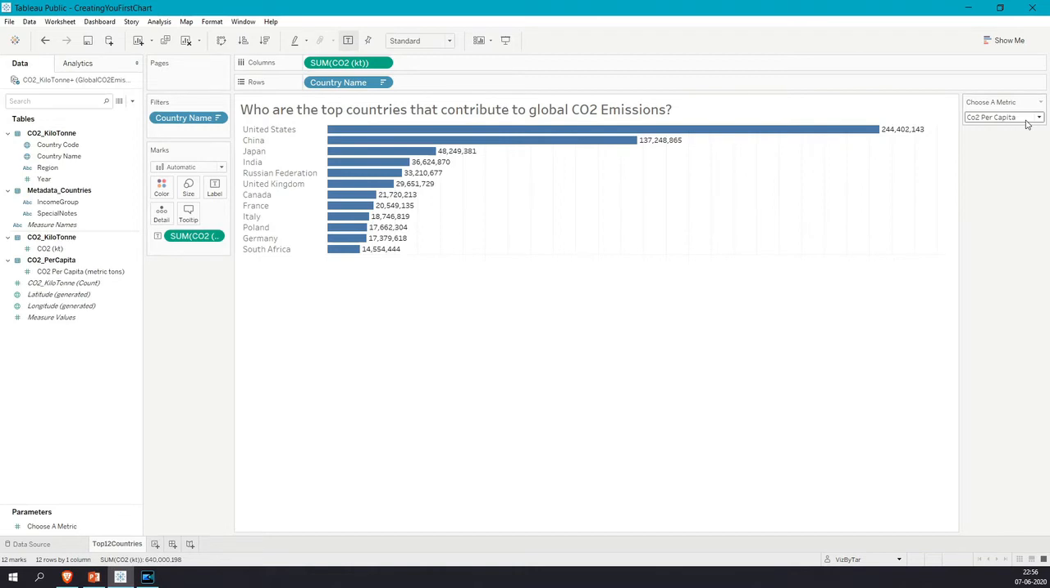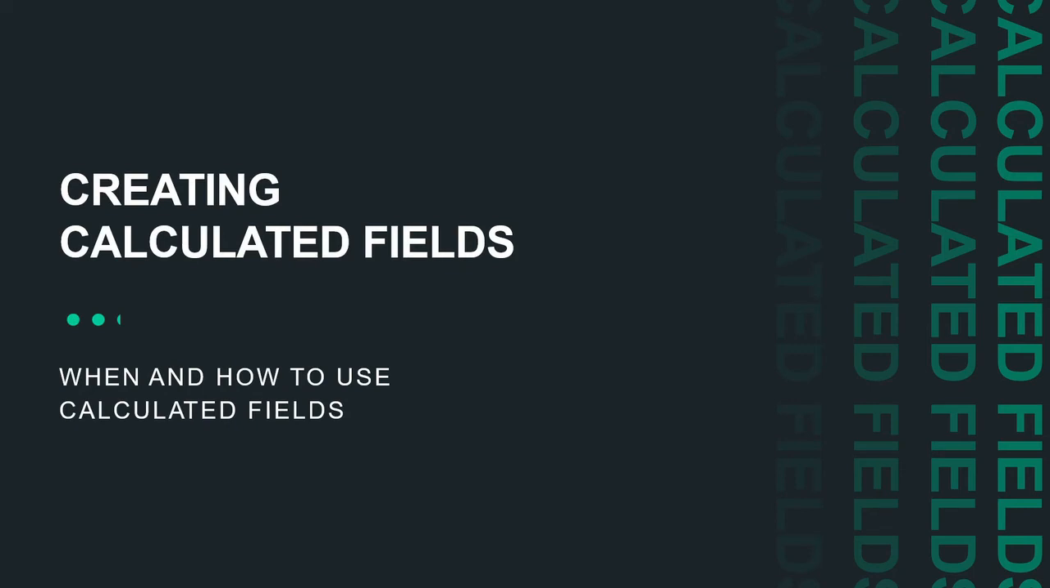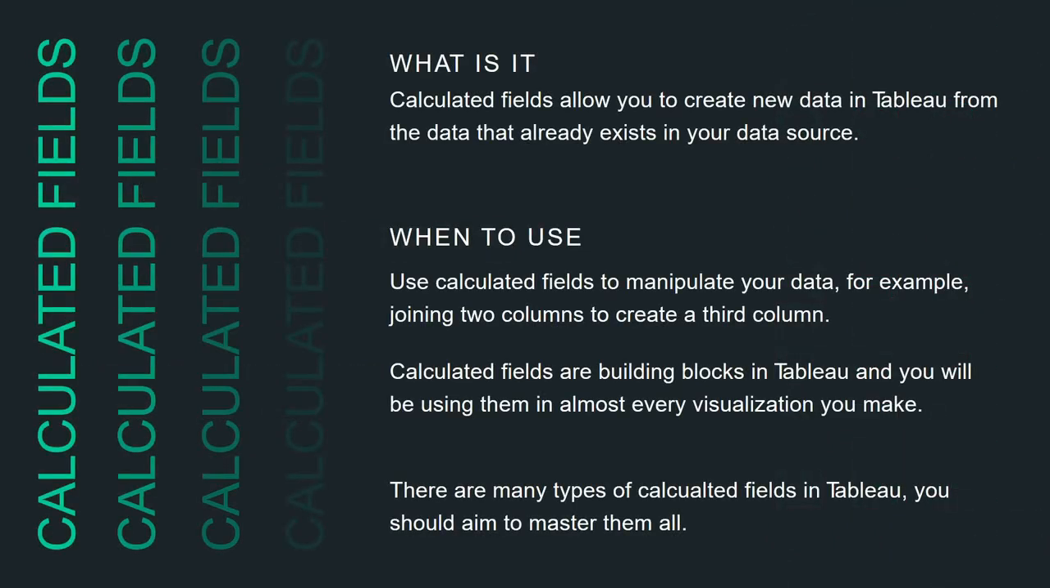Let me first explain to you what calculated fields are in Tableau and how they are used. We will now learn about calculated fields. Calculated fields allow you to create new data in Tableau from the data that already exists in your data source. Creating calculated fields basically means creating new columns in your data source. You can use calculated fields to do a lot of data manipulation, ranging from simple data aggregation to more complex level of detail calculations. Calculated fields are building blocks in Tableau, and you'll be using them in almost every visualization you make. You should use calculated fields whenever you want to manipulate your dataset.